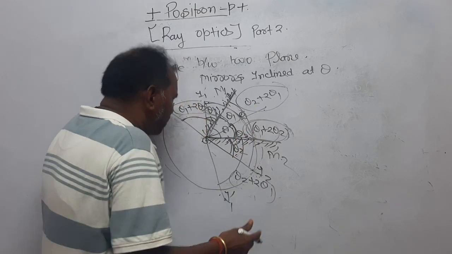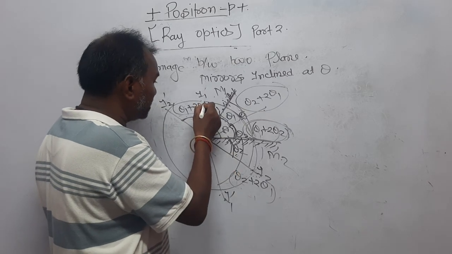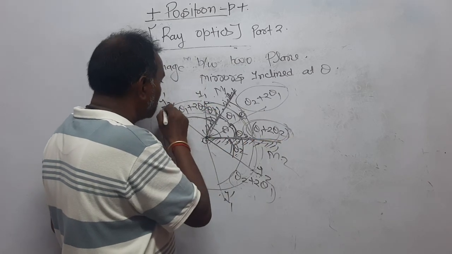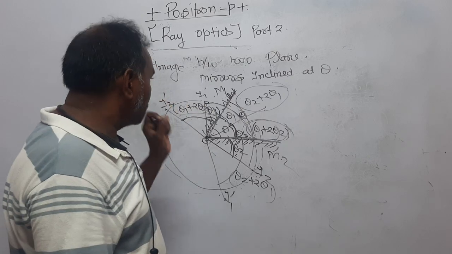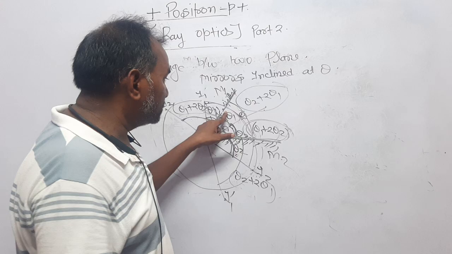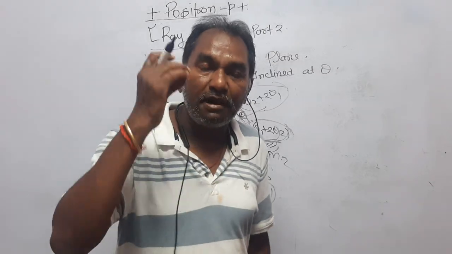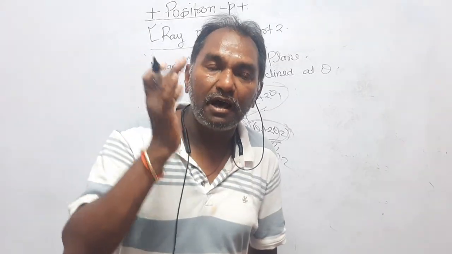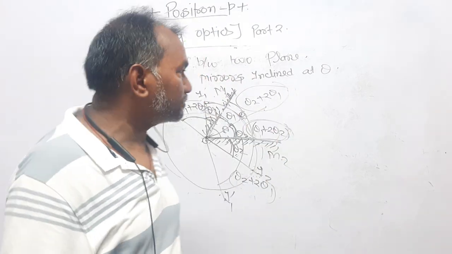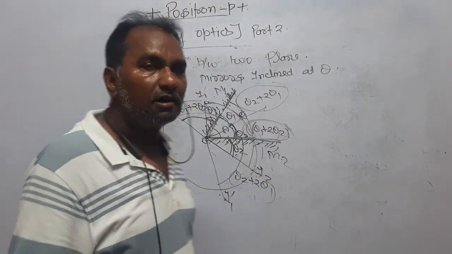So the image of I1 is made by M2 at I2 dash. Now this I2 dash will behave as a virtual object, right? For this mirror, the image made by one mirror behaves as a virtual object for the other mirror. This is the concept you will apply, and in this way you will find many images.